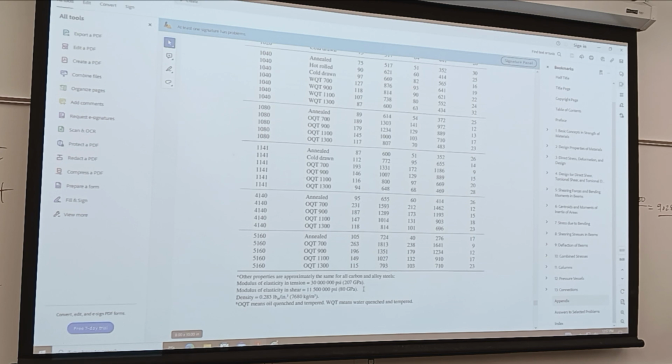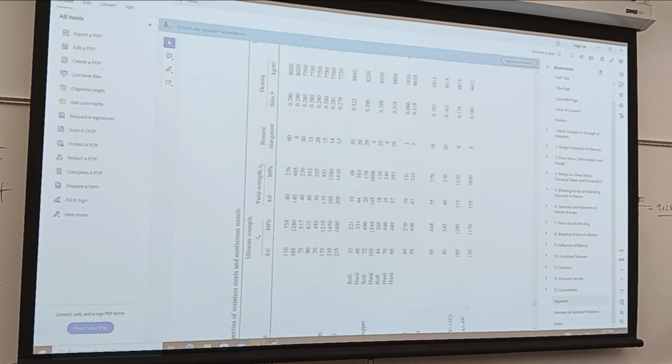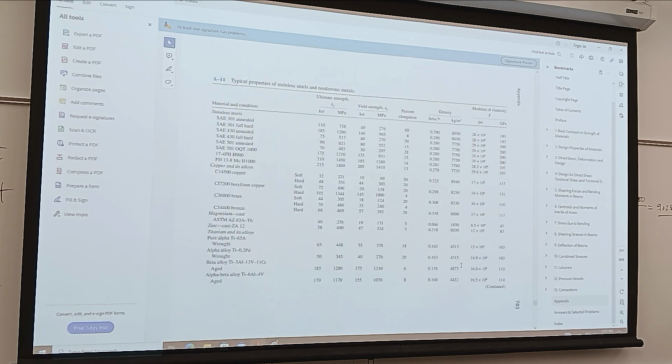All right. So, more information. Don't forget the footnote that explains what oil quench, water quench, and tempered mean. You look at the other one. There are ways of rotating the view. Rotate view. So look at this other one.